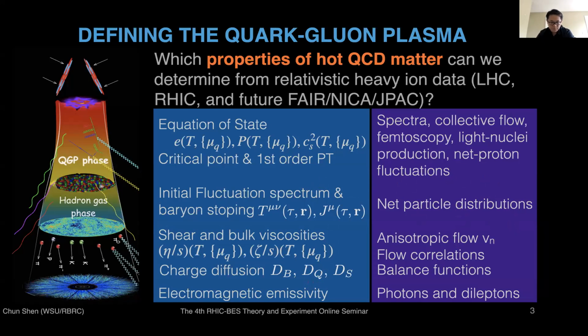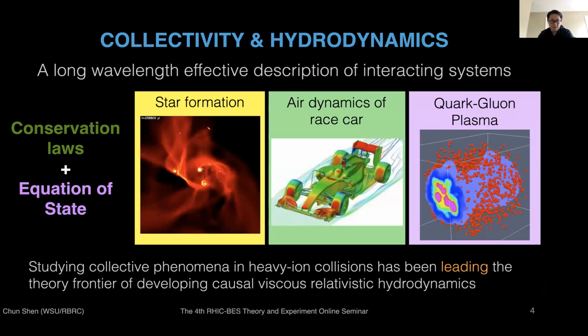So the major tool we use to study the collectivity of heavy ion collisions is hydrodynamics. Hydrodynamics can be understood as a long-wavelength effective description of a strongly interacting system. It is based on conservation laws of energy, momentum, and conserved charges, plus an equation of state describing the properties of the underlying matter. So it can be applied to a variety of interacting systems.